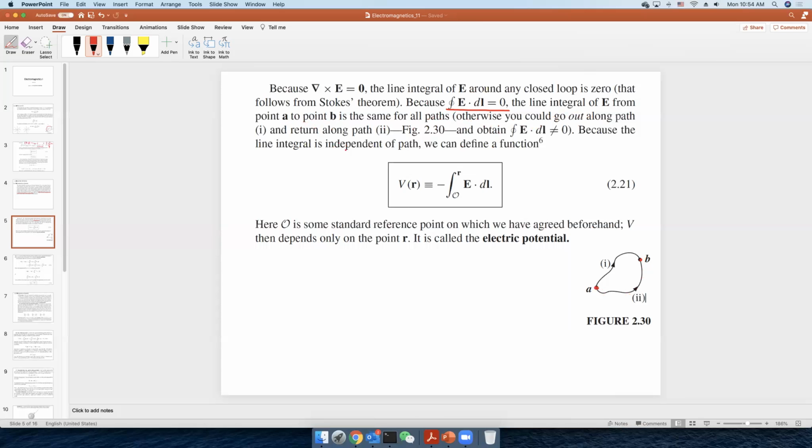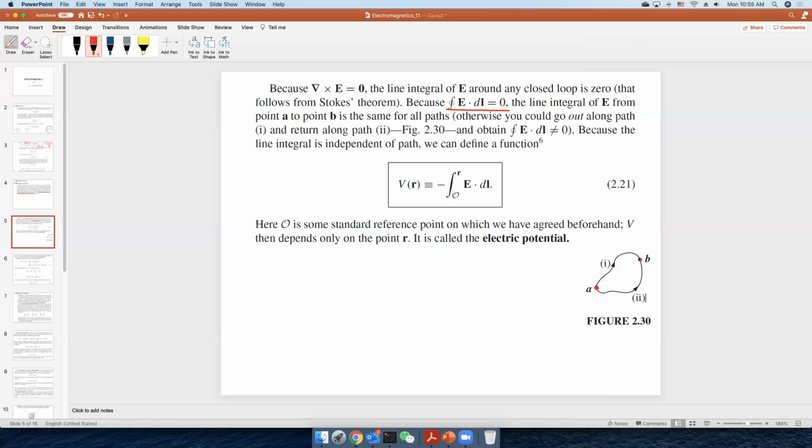Because the line integral is independent of path, we can define a function. Let's define a function V(r) to be the negative line integral of E from a reference point to the position r. Here, the reference point is some standard reference point on which we have agreed beforehand. V then depends only on the point r. It's called the electric potential.